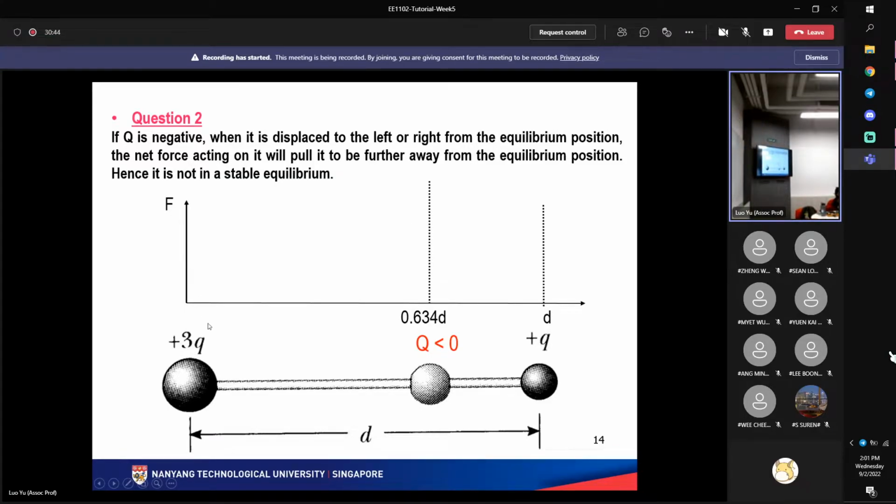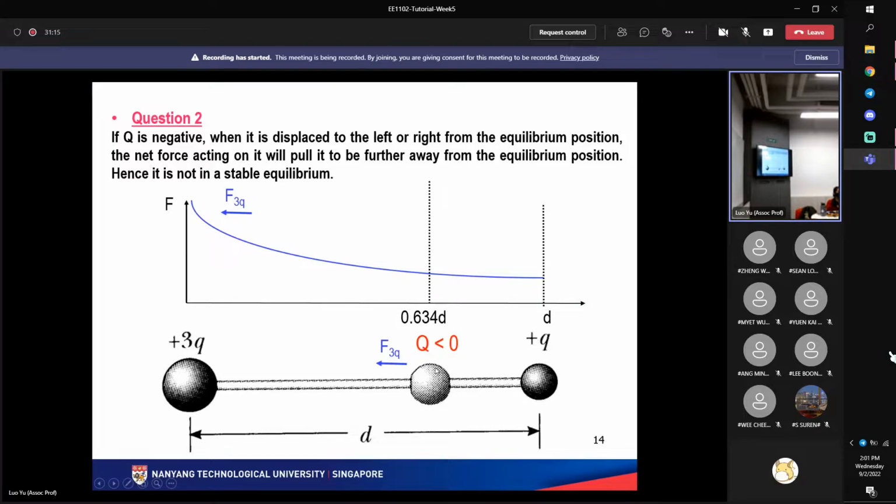Now, in order to understand whether this is stable or unstable equilibrium, we need to understand how the force F1 due to the left charge and F2 due to the right charge change according to the distance. Now I still set this as x. When x increases, the force between the left and the middle charge will decrease, because the distance increases. So this F3Q, again the attractive force to the left, will decrease as a function of x.